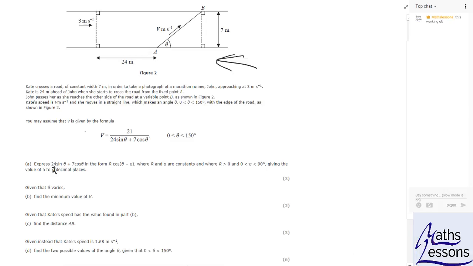You may assume that v is given by this formula, 21 over (24 sine theta plus 7 cos theta), where theta is between 0 and 150. First question, express 24 sine theta plus 7 cos theta in the form r cos(theta minus alpha), where r and alpha are constants, r is greater than 0 and alpha is between 0 and 90, giving the value of alpha to 2 decimal places.